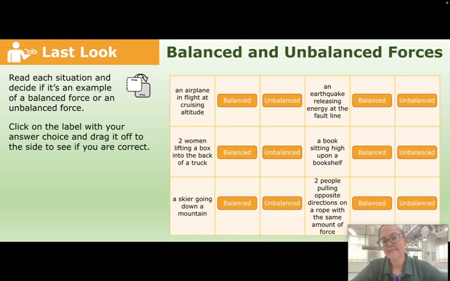An earthquake releasing energy at the fault line. Do you think that is balanced or unbalanced forces? It's going to be unbalanced because the ground was steady, nothing was happening, and then it starts moving.